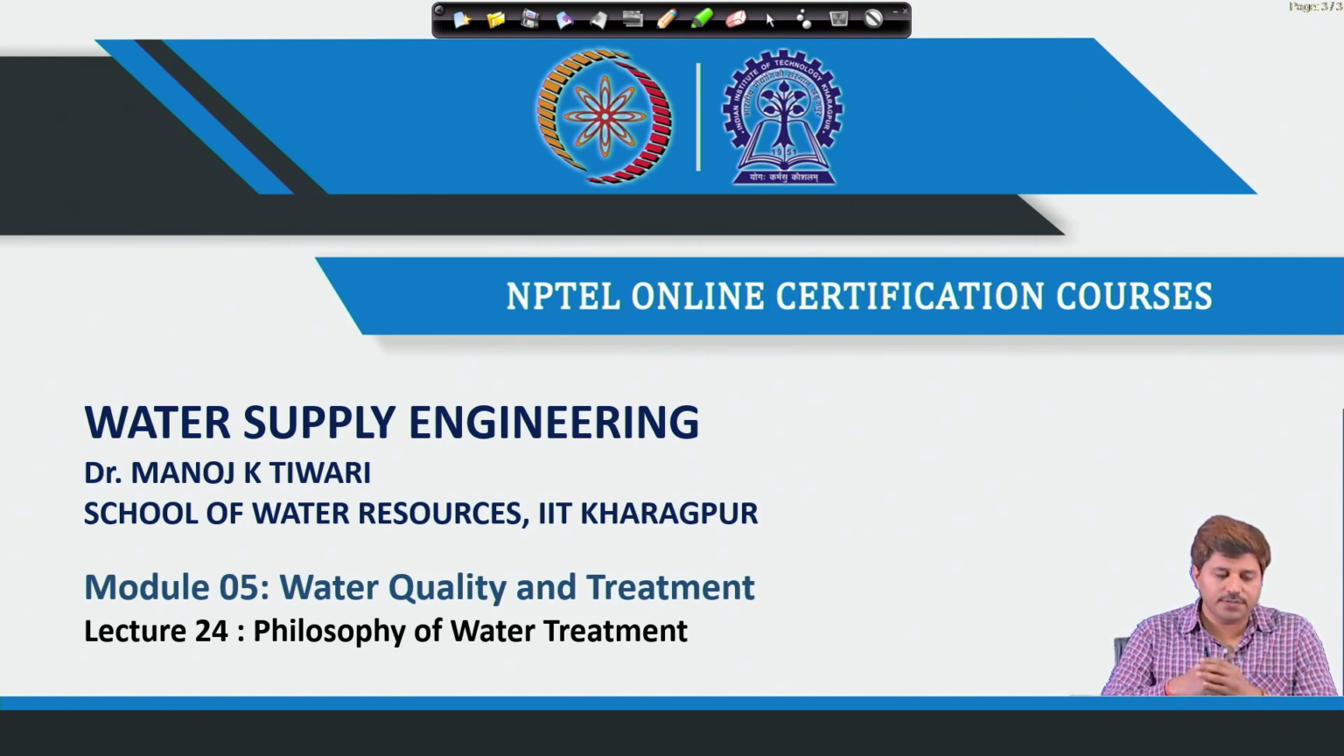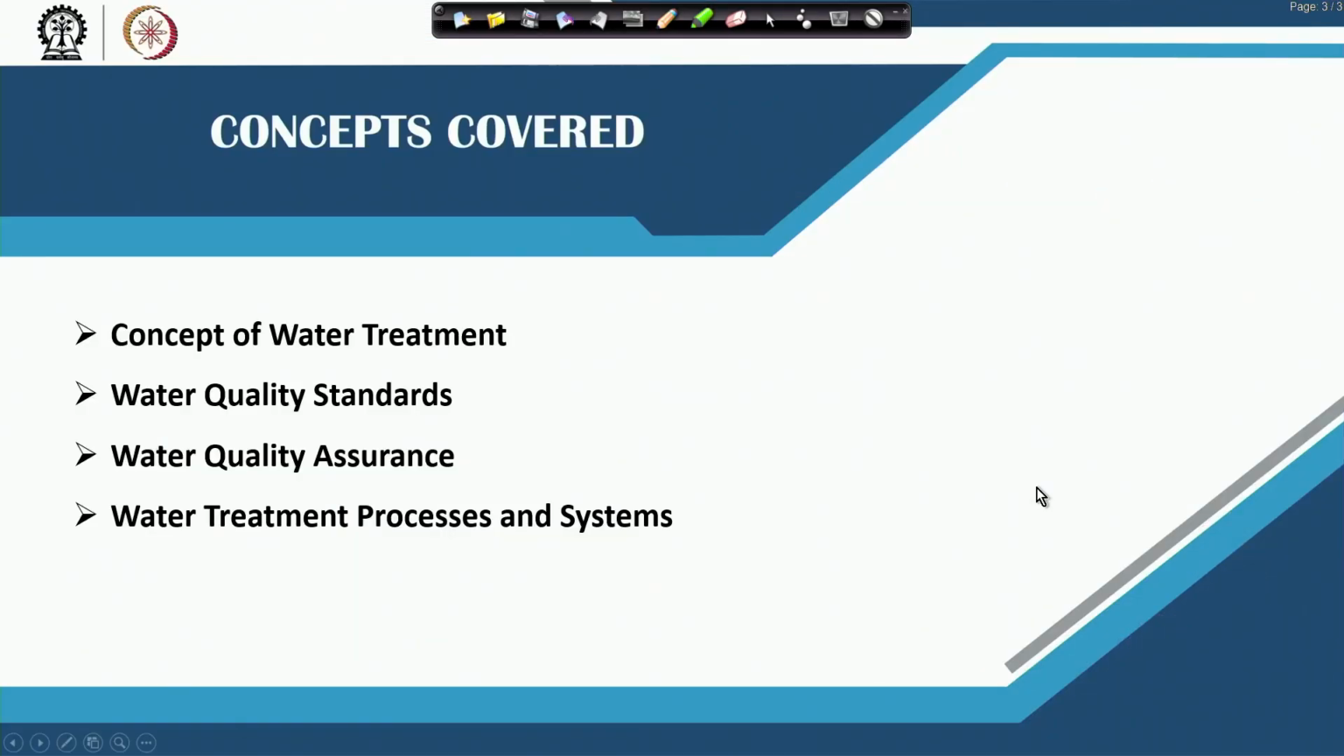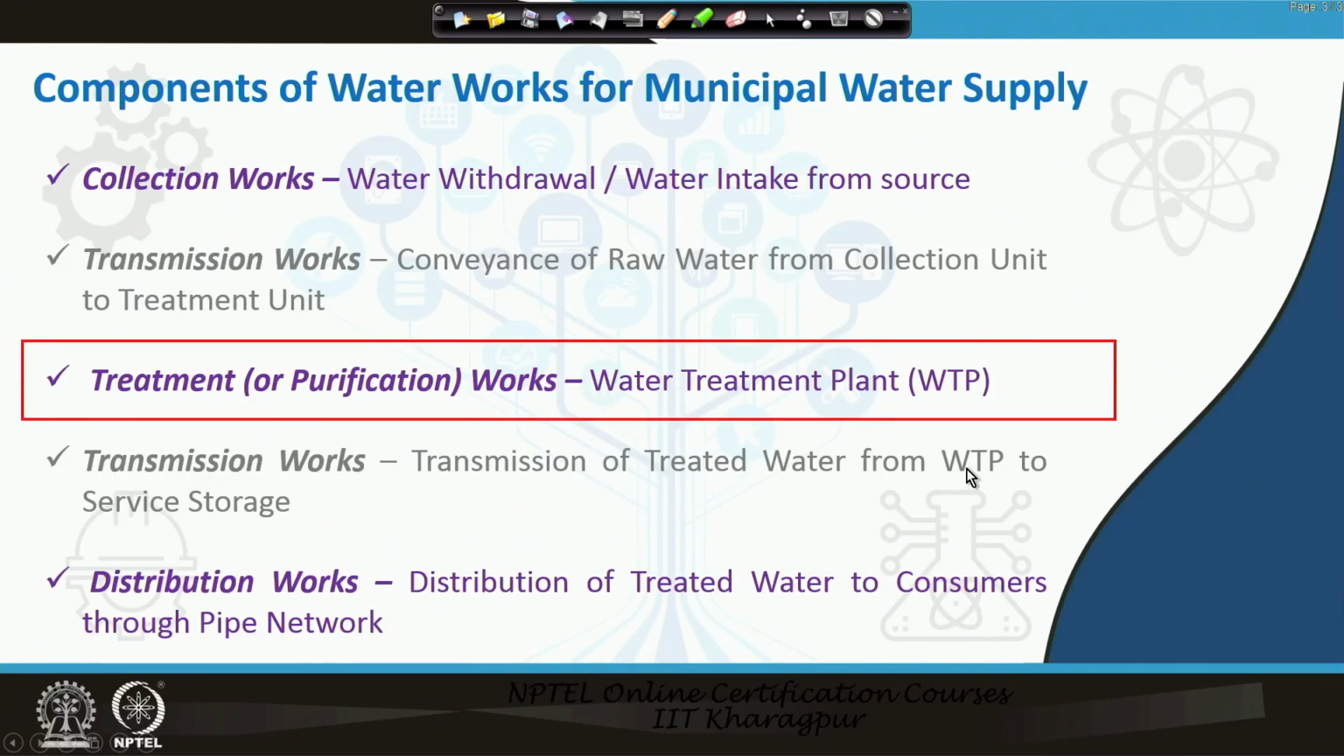Now, this particular lecture we will be taking a step forward and we will be discussing the philosophy of water treatment, and what we are going to cover in this is the concept of water treatment, the very basic concept of water treatment, and then we will be talking about water quality standards and water quality assurance, and we will be discussing the basic design of a water treatment system. So, what are the different treatment processes and systems for the purpose of contaminants removal from water.